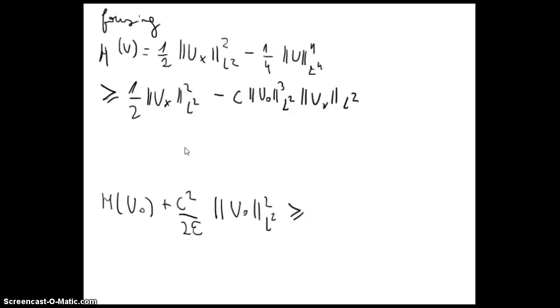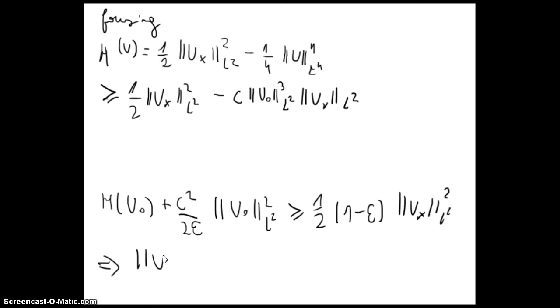So now we're going to use that a multiplied by b is equal to a over the square root of epsilon multiplied by b times the square root of epsilon, and that this is less than or equal to a squared over 2 epsilon plus epsilon b squared over 2. We apply that to the term that we have, and we will obtain c squared times the norm of u naught to the 6th over 2 epsilon plus epsilon over 2 times the norm of u_x squared in L2. Using that, one can prove that H(u naught) plus c squared over 2 epsilon times the norm of u naught squared in L2 is greater than or equal to 1/2 (1 minus epsilon) times the norm of u_x squared in L2. So we wanted to bound u_x, and we can bound it by this.